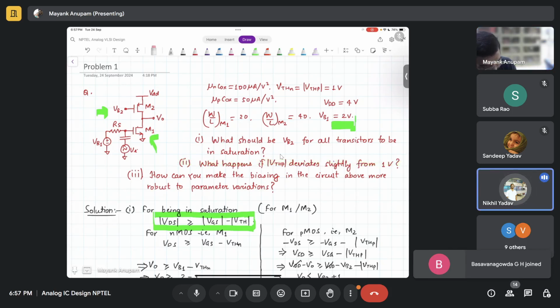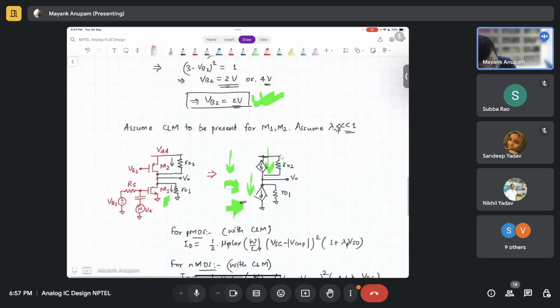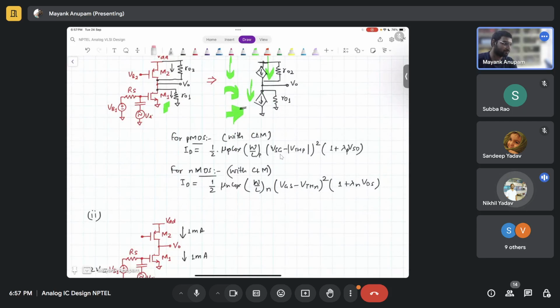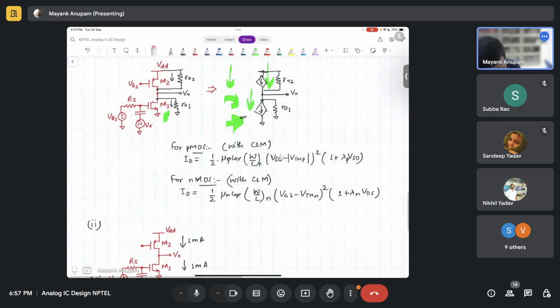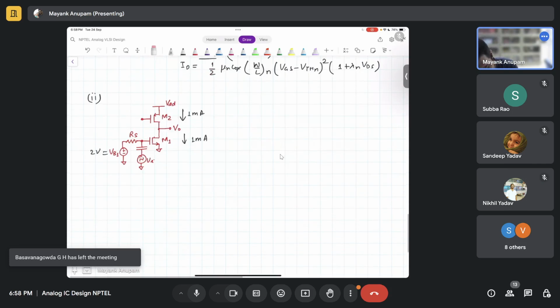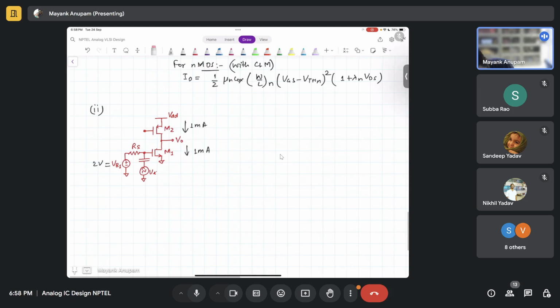For that you have said with CLM, right? So there we just need to equate those two currents. Yes, you have to equate those two currents and see where that takes you, what the V naught value will be. Then see whether after that, the V naught value that you get still keeps the two transistors in saturation, or whether it takes them out of saturation.